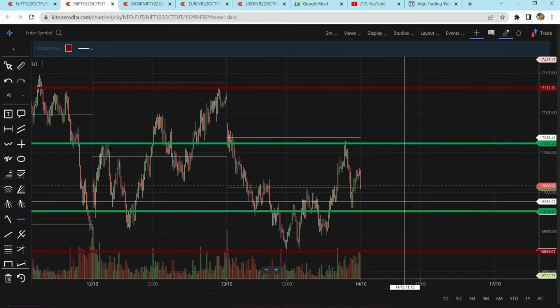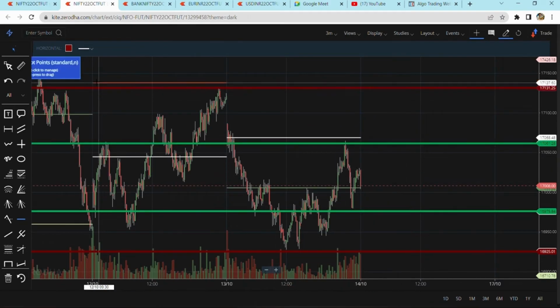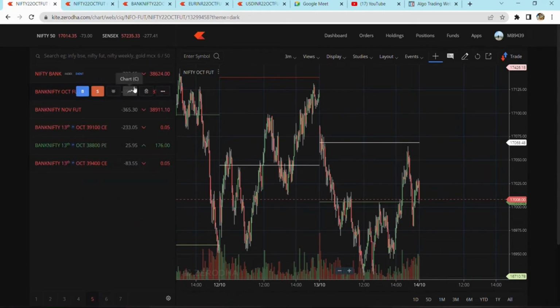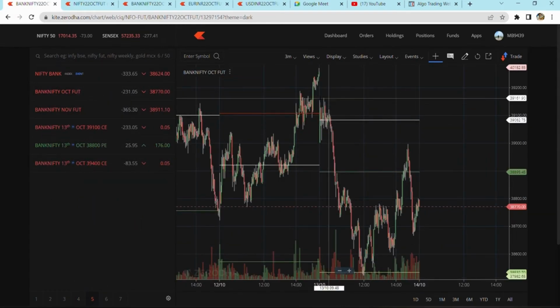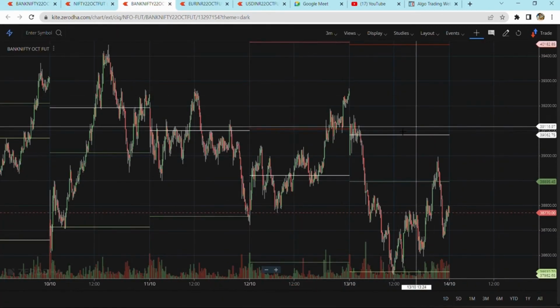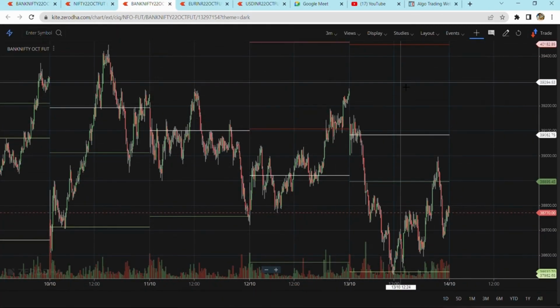Okay, so now coming back, this is the Nifty's analysis, and now let's go to the October part. October is here on the Bank Nifty. The Bank Nifty closed at 39,214 and the opening was at 39,000, while the low was created at 38,520, while the high was at 39,166. Now let's get back over here and see it in the 3 minutes time frame. I'll draw the horizontal line.